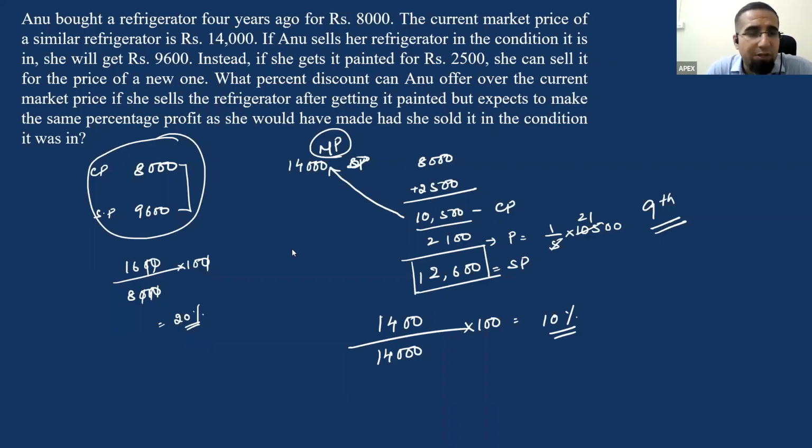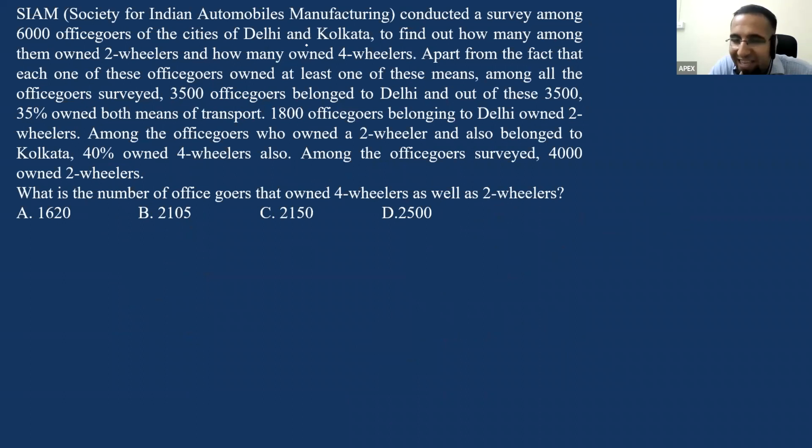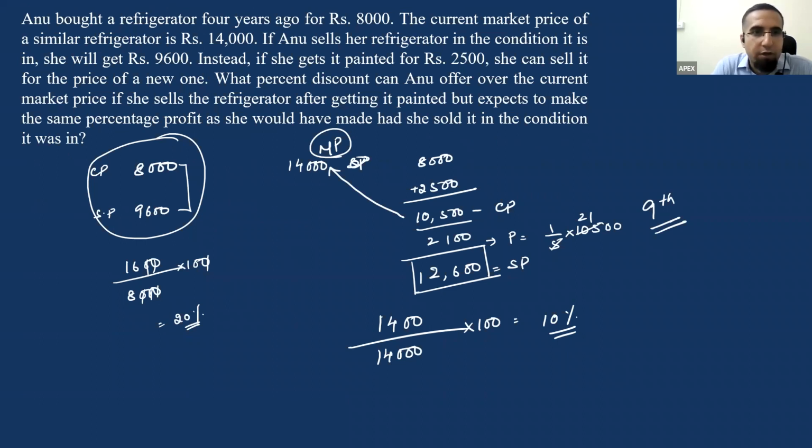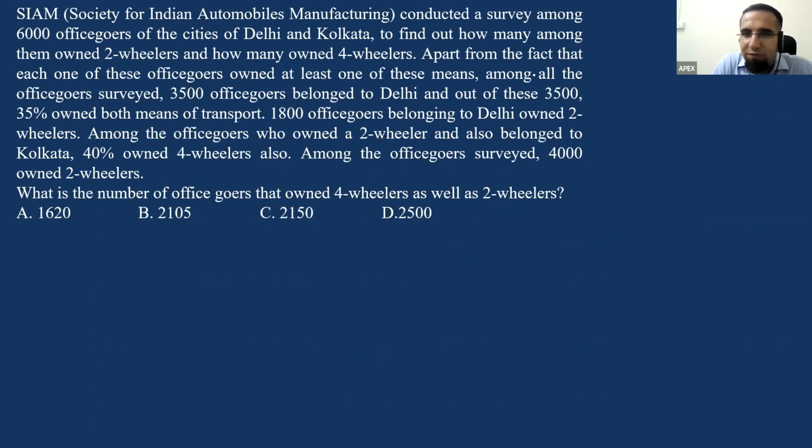Yeah, let's solve this question, guys. Now, this question says Siam, that is a society, conducted a survey among 6,000 office goers of the cities of Delhi and Calcutta to find out how many among them owned two-wheelers and how many owned four-wheelers. Each one of the office goers owned at least one of these. Among all the office goers, 3,500 belonged to Delhi. Let's go step by step, guys. So we knew that total were 6,000. Out of 6,000, the people who belong to Delhi were 3,500 and the people who belong to Kolkata were 2,500.